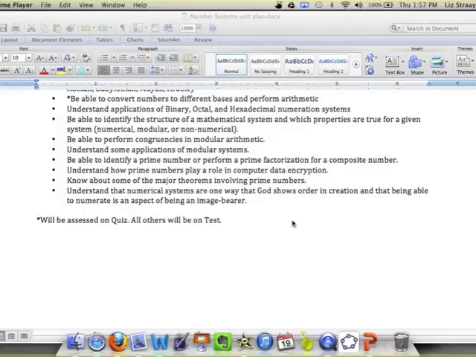The next one says, understand how prime numbers play a role in computer data encryption. So we talked about in that Numbers episode how they take lots of really large prime numbers and multiply them all together to get an enormous number, but somebody's not going to be able to make a factor tree for that. And that is where the security comes in, is somebody needing to know what those prime numbers are.